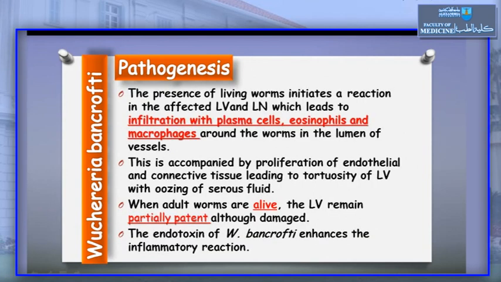The presence of living worms initiates a reaction in the affected lymph vessels and lymph nodes, which leads to infiltration with plasma cells, eosinophils, and macrophages around the worms in the lumen of the vessels. This is accompanied by proliferation of endothelial and connective tissue, leading to the tortuosity of lymph vessels with oozing of serous fluid. When adult worms are alive, the lymph vessels remain partially patent, although their walls are damaged. The endotoxin of Wuchereria enhances the inflammatory reaction.